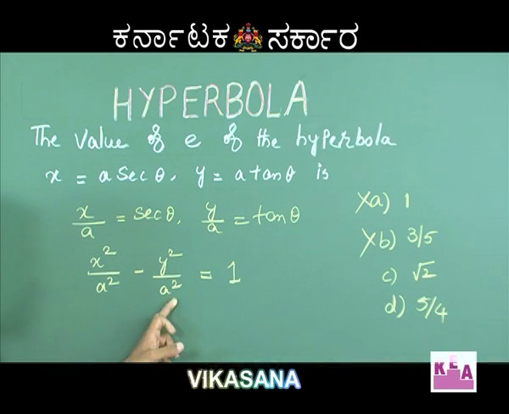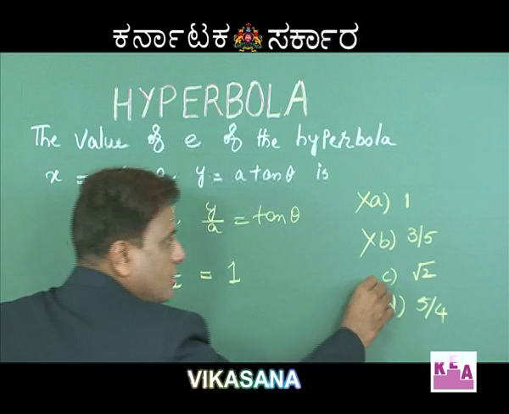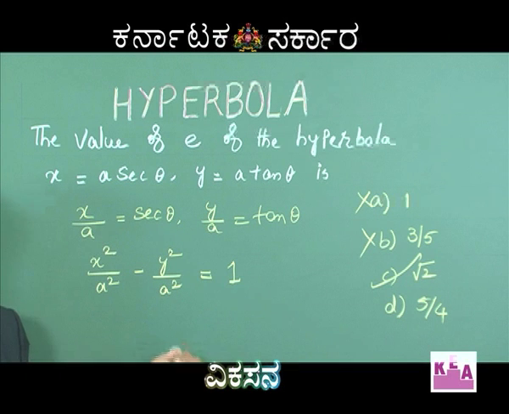Here both a square and b square are equal. Then definitely it will be a rectangular hyperbola. Always remember one thing: for a rectangular hyperbola, eccentricity is always equal to root 2. Therefore the right option is C. C is the right option. Remember it. Why is C the right option? Because it is a rectangular hyperbola.